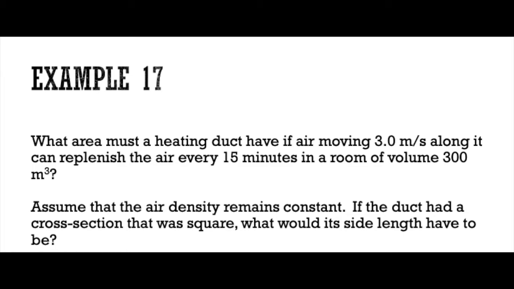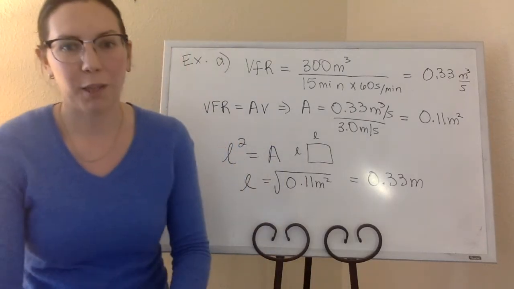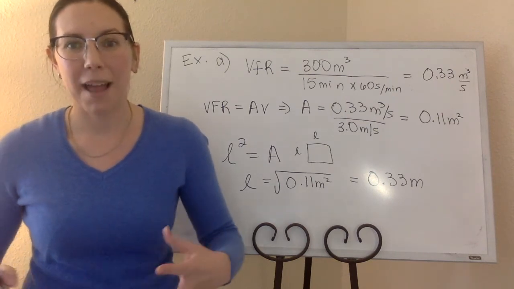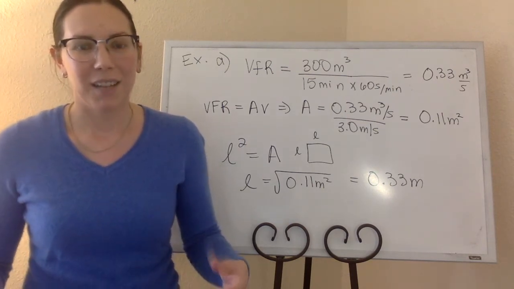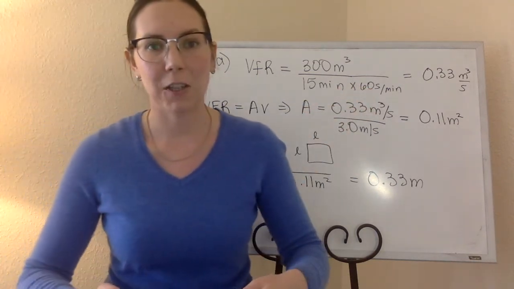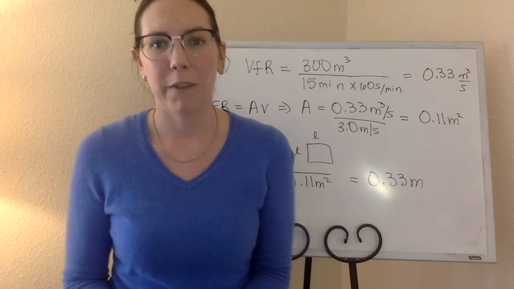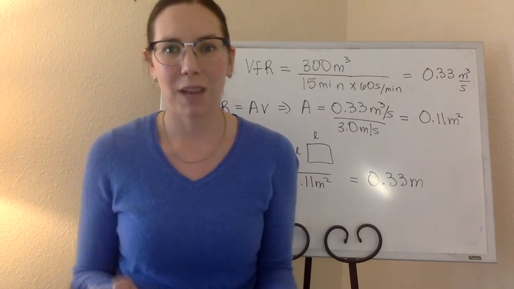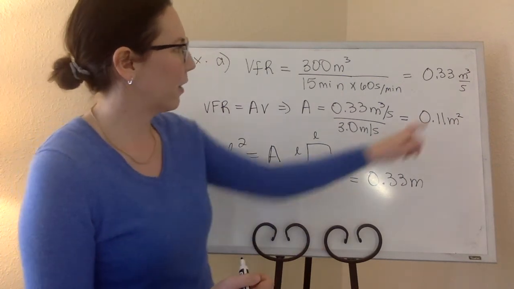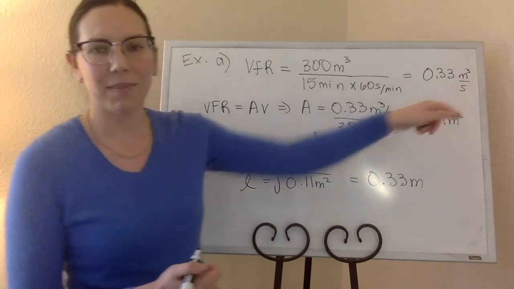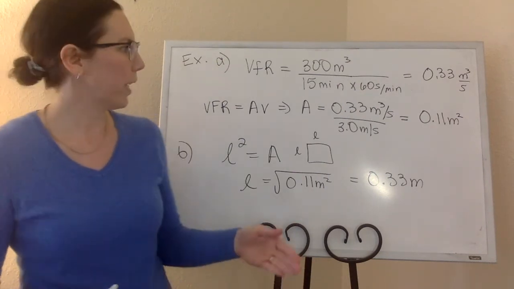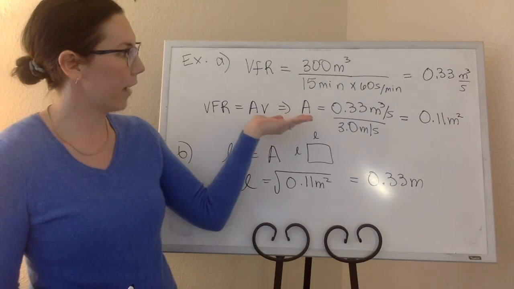Okay, so we're given enough information to determine the volume flow rate. We know that 300 meters cubed has to pass every 15 minutes. So then we need to convert that to seconds, but we can do it right in the calculation. 300 meters cubed over 15 minutes converted to seconds, so times 60 seconds per minute, gives 0.33 meters cubed per second here. All right, and then using that volume flow rate, like the last example, we can solve this time for the area of that duct.